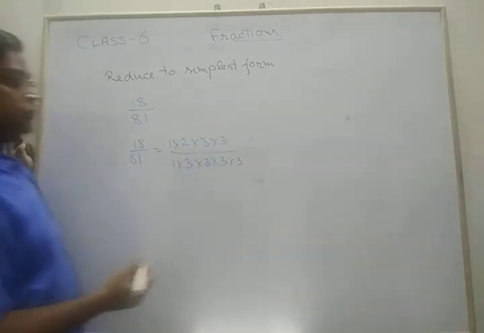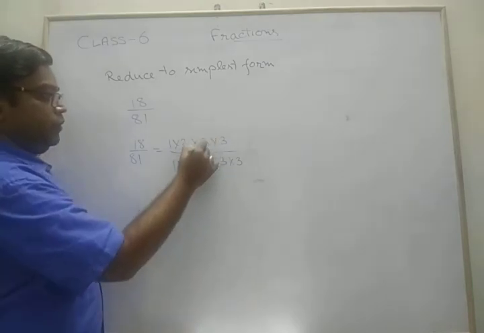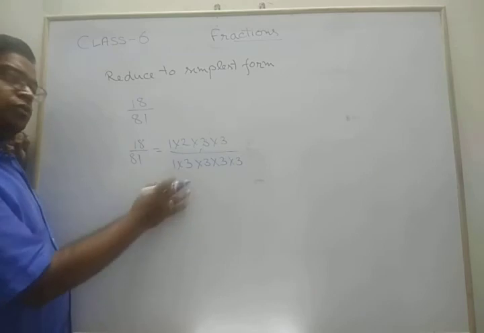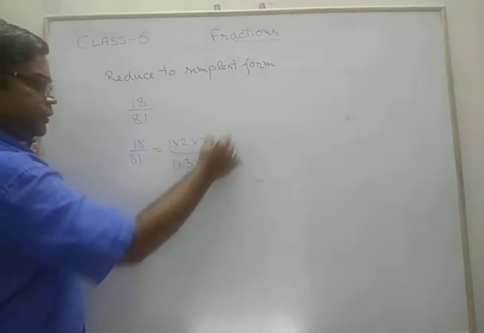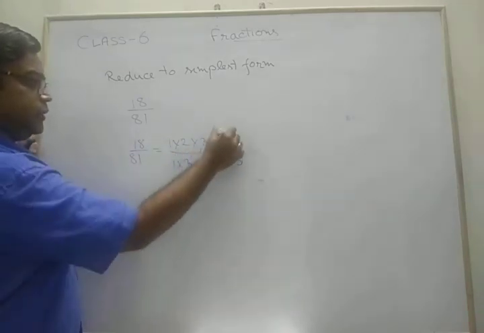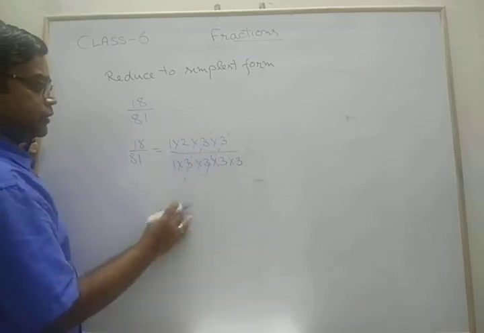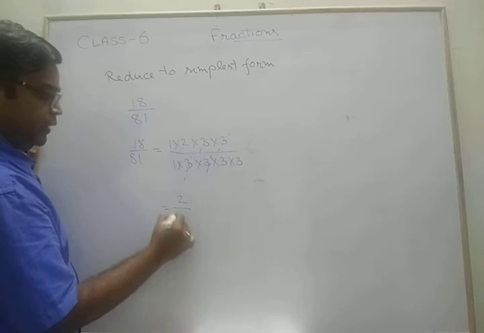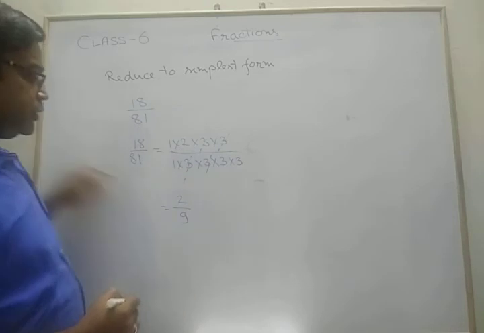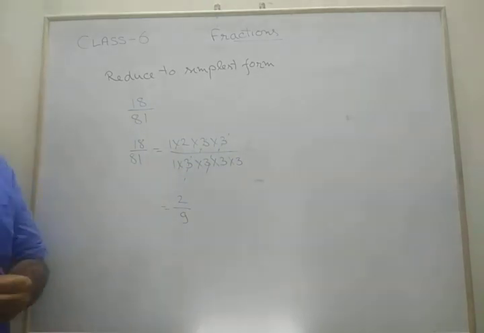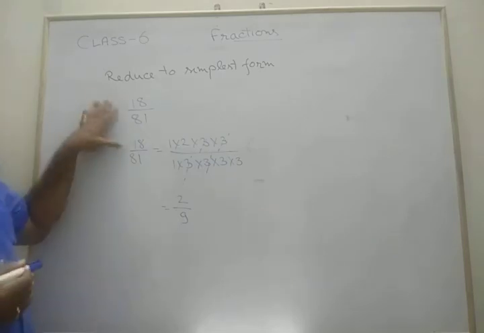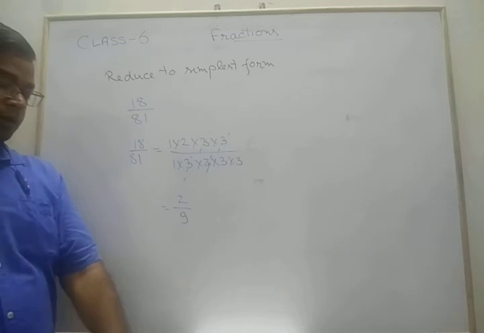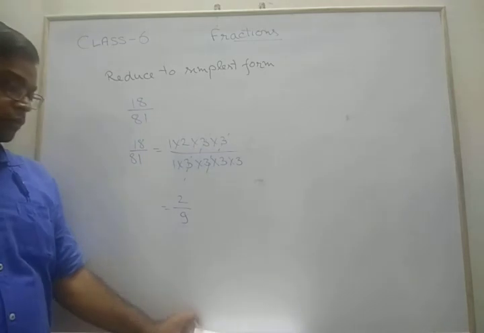Now we are going to reduce. We are not going to use the HCF method or anything; choose the simplest one. This 3 cancels with this 3. Now on top we have 2, at the bottom we have 9. So it's 2 upon 9. This is the simplest form of this fraction. Likewise, we can simplify other questions given in your book.